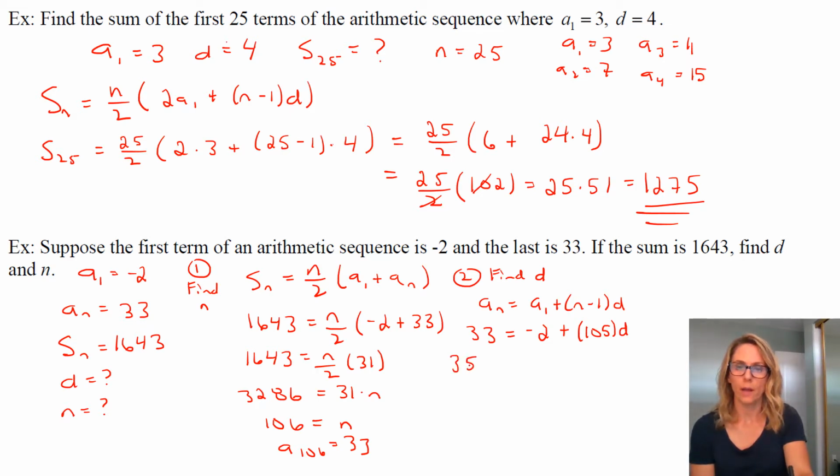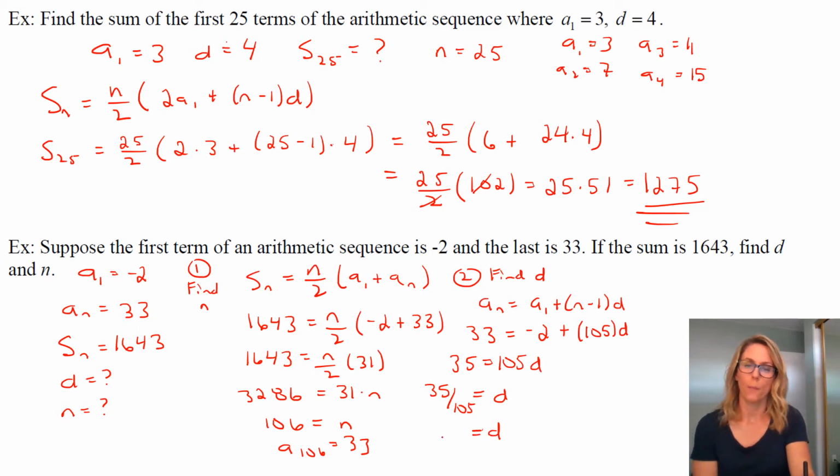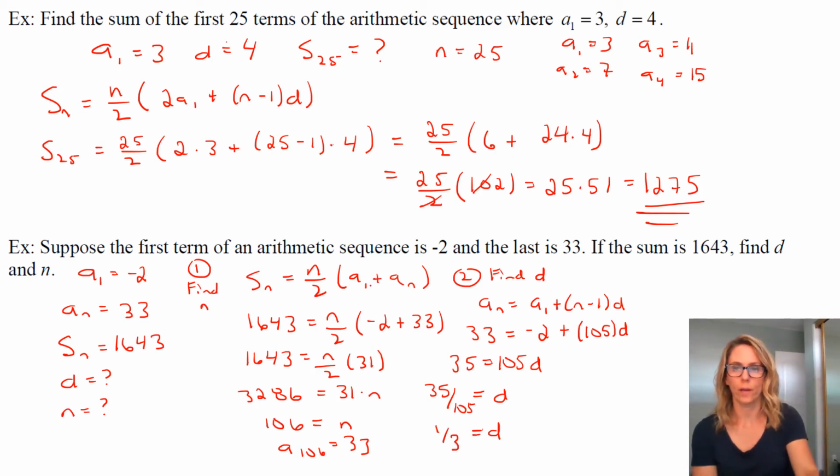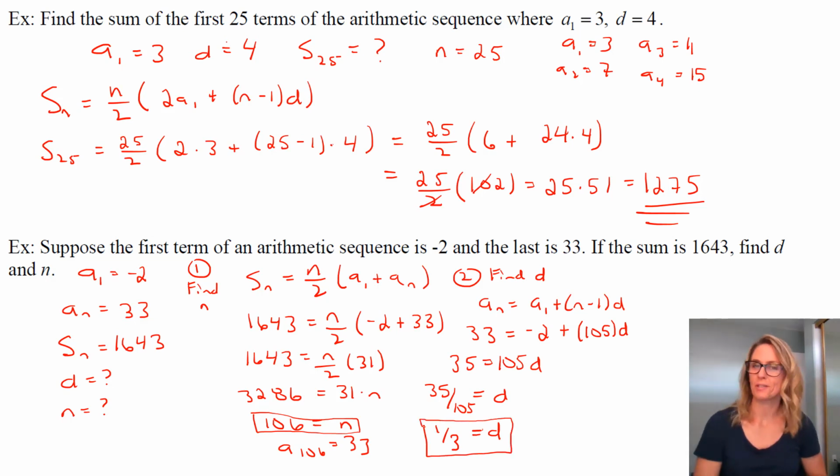So we get 35 equals 105 times d, and then we divide, and we get 35 divided by 105, which you might think is quite the fraction, but actually 35 goes into 105 3 times. So we get a difference of 1/3. And we've now found our n, which we were asked for, and our d, which we were asked for. And that is section 12.2.